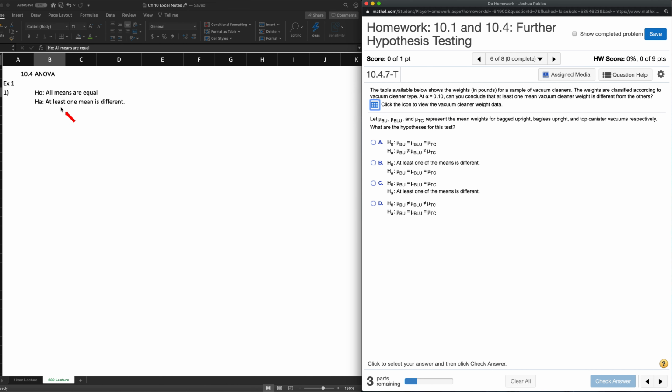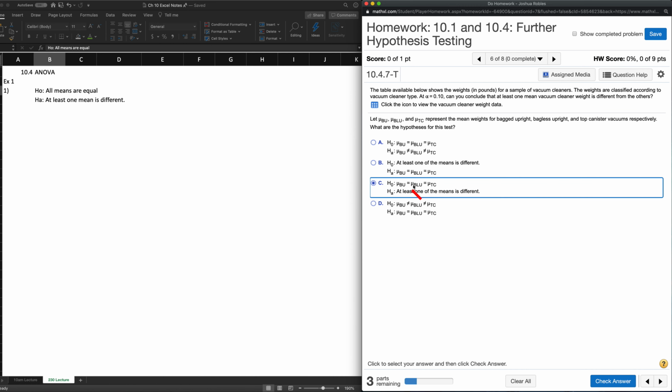The alternative has to be essentially in words. It's very difficult to write this in some sort of symbols. At least one of the means is different than the others. So all of the means being equal is always our null hypothesis. An alternative is almost always in words. It's much easier to describe this in words. At least one of the means is different.